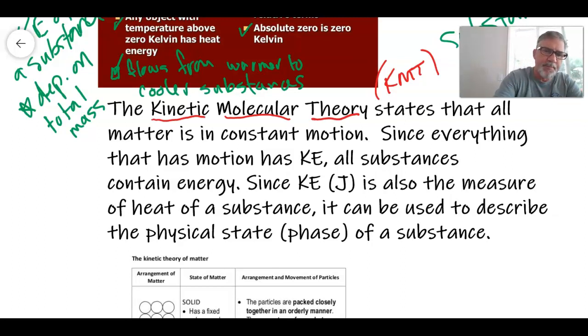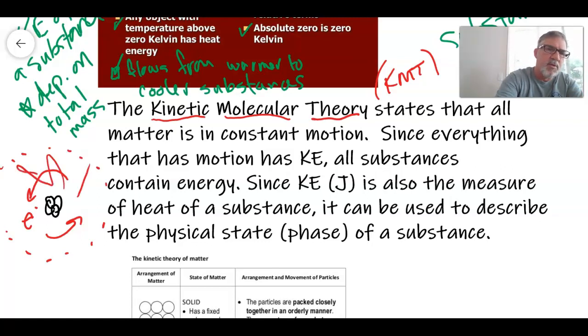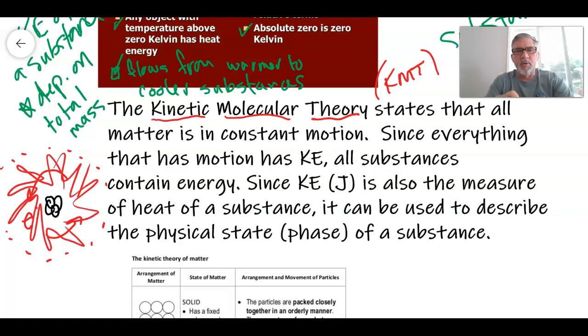So even if I take a single atom, right? We have the nucleus, and around the nucleus, I have electrons. You may have learned this in your other semester. Those electrons are constantly moving within energy shells. So even a single atom has kinetic energy because the electrons are in motion.